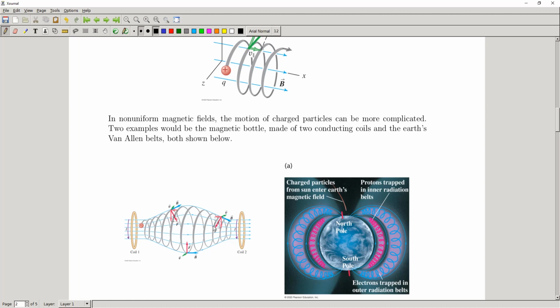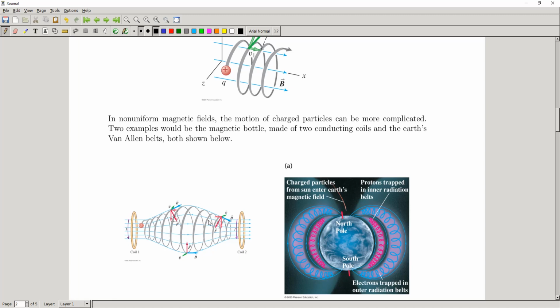So you'd end up with this helix that gets larger and smaller, and this is why we end up calling this a magnetic bottle, right? It entraps this charged particle in this helix-like shape as it goes through the two coils. Okay, so this is one example of something that would be more complicated.